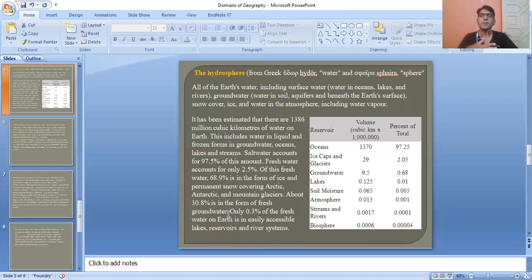कि पानी हमारे पास बहुत मौजूद है, but that water, if you come to this statistic, we have ocean water 1,370 million cubic kilometers or so, which is 97% of total water present on the surface. Then we have ice caps and glaciers, which has 2 point something. Then we have groundwater, which is 0.68. Then we have lakes, which is 0.01, soil moisture, which is 0.005. Then we have atmosphere, which is 0.001. Then we have streams, rivers, which is 0.1, and the biosphere, which is 0.4.